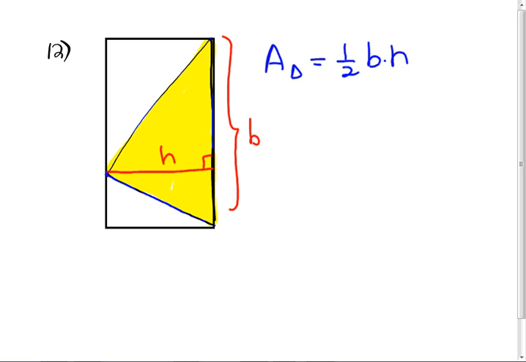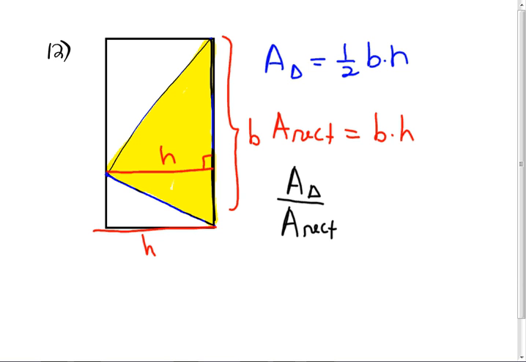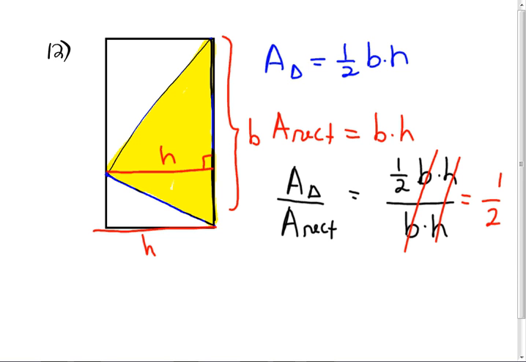Now, what's the area of the rectangle? Guess what? It's base times height. This h is the same. So then, if I compare these by looking at the area of the triangle divided by the area of the rectangle, it's equal to 1/2 base times height over base times height. What will happen to the bases and the heights here? They cancel out, and I get 1/2. There may be other ways to show it. That's just the way I see it.